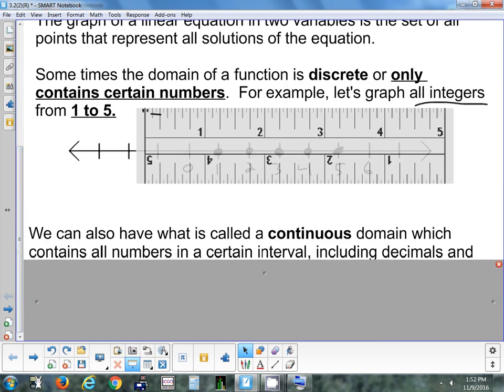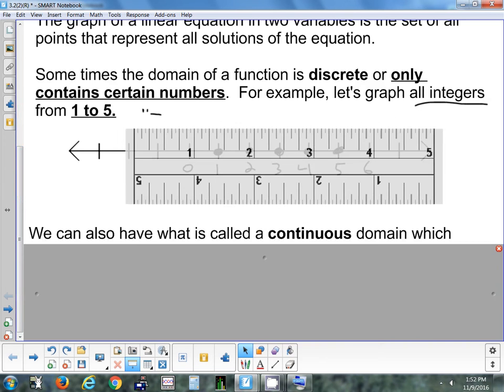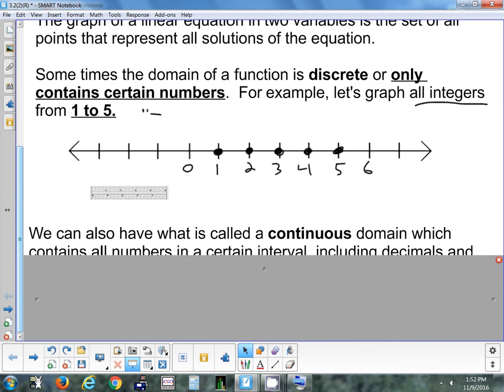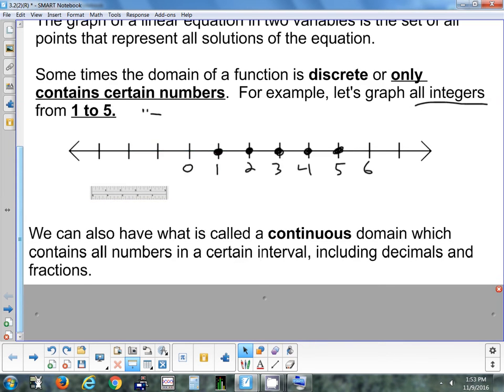All right, so let's take a look at something a little different. Another kind of domain we can have besides discrete is continuous. Now, continuous means no gaps. It means every single possible number between two numbers is included.